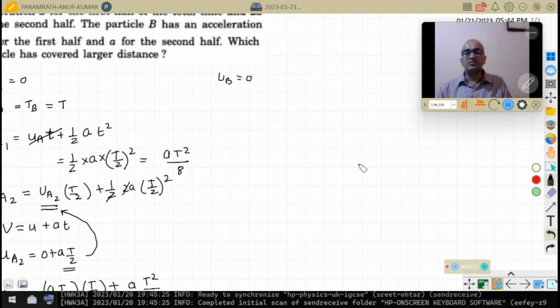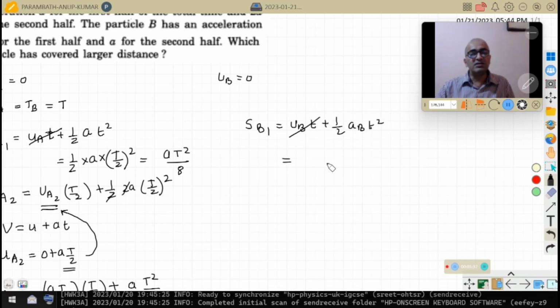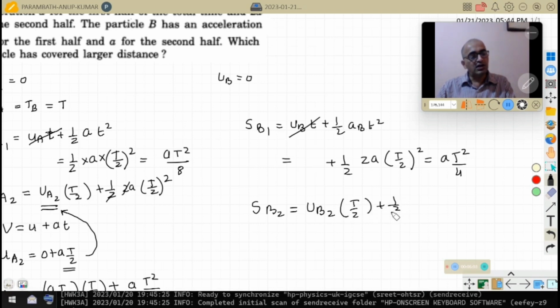B has initial velocity 0, but it is very clearly mentioned that it has acceleration 2a in the first half. Therefore, SB1 is equal to UB t plus half into acceleration of B into t squared. Since UB is 0, starting from rest, I have half into 2a into (t by 2) whole squared. That is at squared by 4. And what is the distance covered by B in the second half? SB2 is equal to UB2 into t by 2 plus half into the acceleration of B during the second half, which is only a, into (t by 2) whole squared.